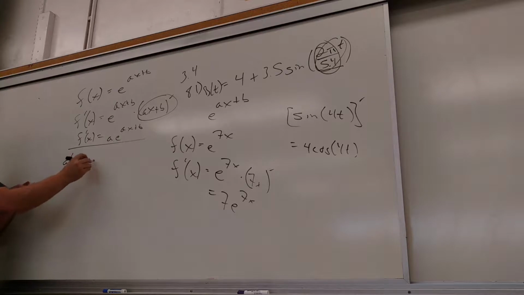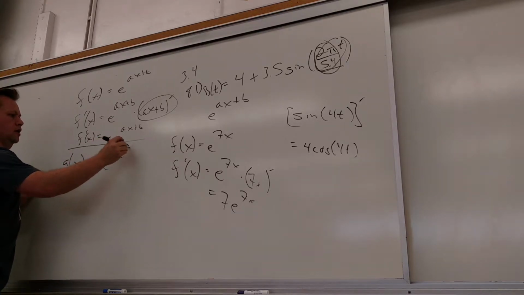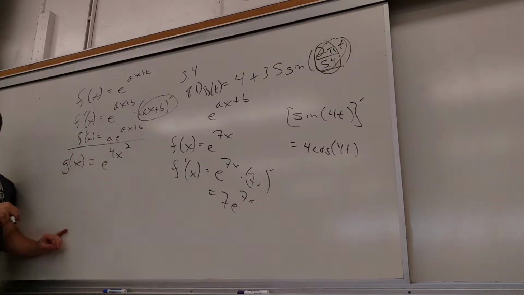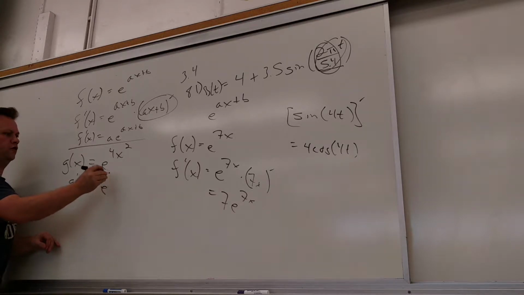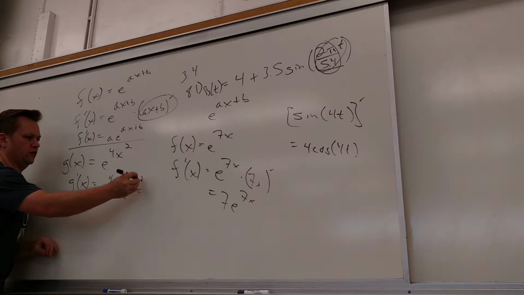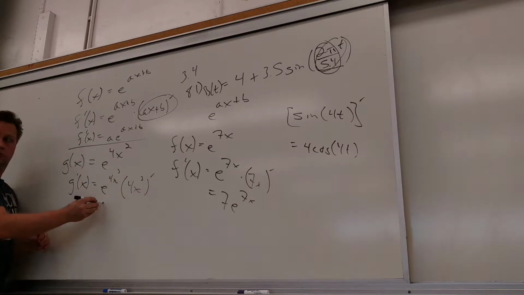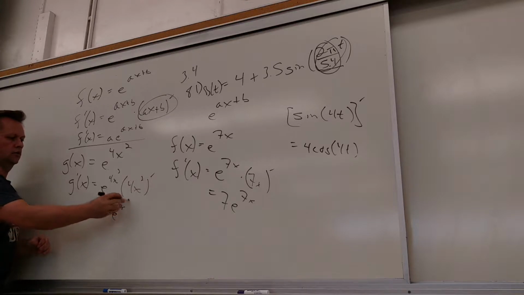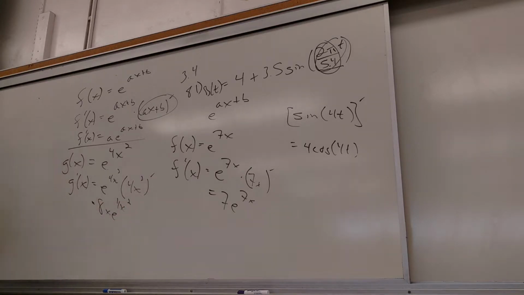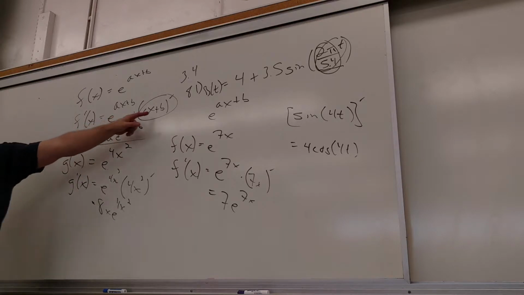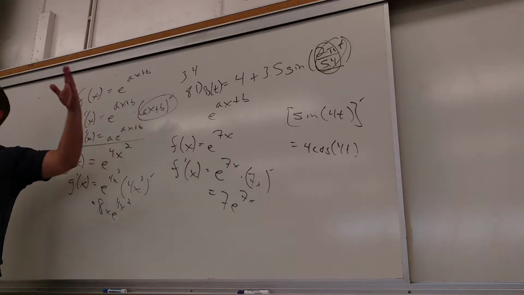So if I had this instead, is it going to be 4e to the 4x squared? Just 4? Hell no. So g prime is itself times the derivative of the inside. And what's the derivative of 4x squared? 8x. You see what I mean about extending a special case too far? People take that and they say, oh, it's always going to be that. No, it ain't. You always want to apply the rule unless you get really comfortable and realize exactly when you can do a shortcut.